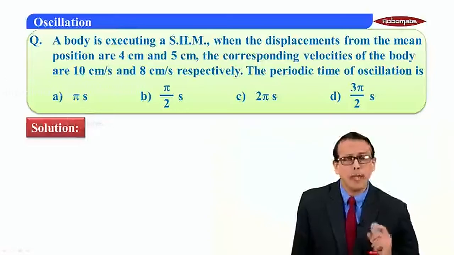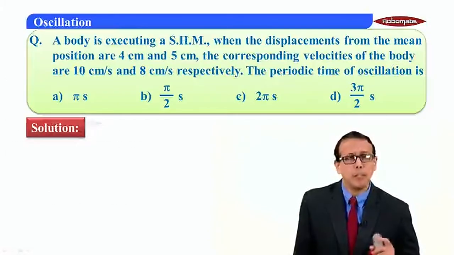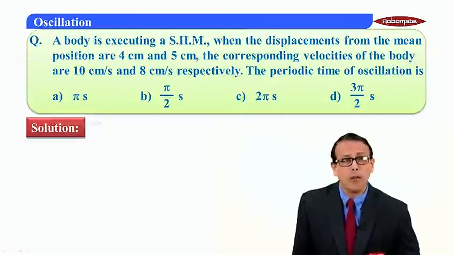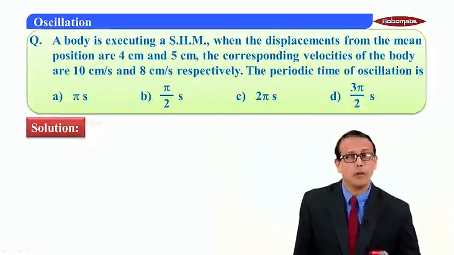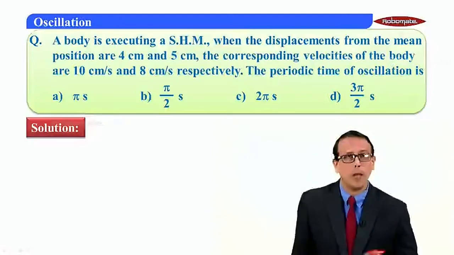So we have to find capital T. Students, very clearly I can see some displacements 4 and 5 centimeter are given to us. That is x1 and x2 are given, and corresponding velocities v1 and v2 are given. In the earlier modules for numericals, we have already derived a formula for this. So let me write that formula.